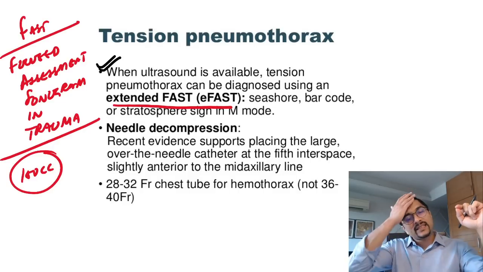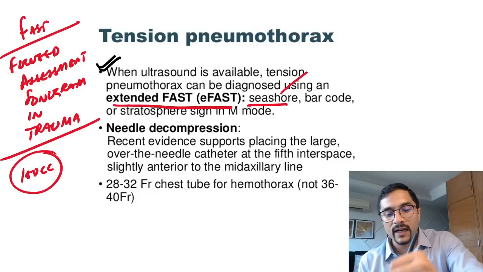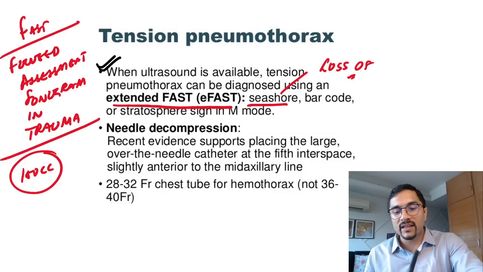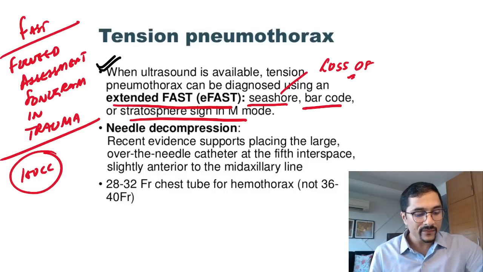So EFAST can detect tension pneumothorax, and the signs which we are going to get are loss of seashore sign, and we will get the barcode or stratosphere M sign. Okay.